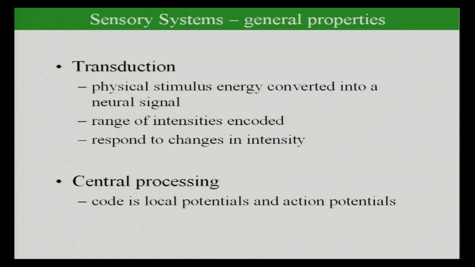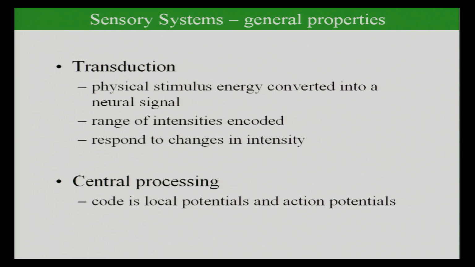We want to encode a range of intensities. So remember the last slide with the different brightnesses and darknesses. We want to encode each of those as being different, because that's what we can perceive. And we want to, as I said, respond to changes in intensity, because that's what we see. We see edges. And so that's what transduction is.